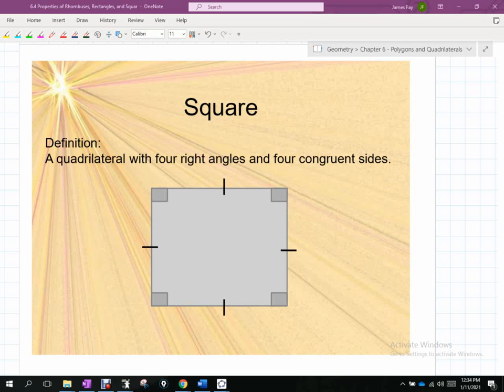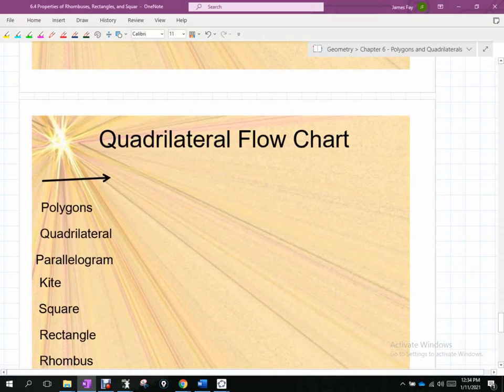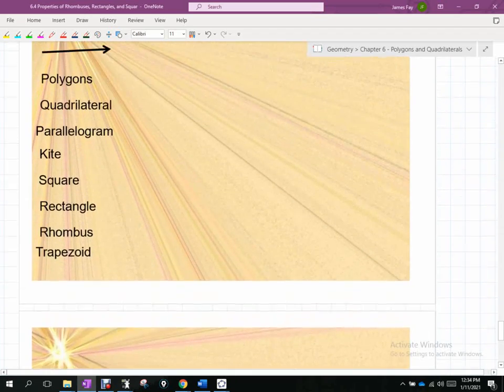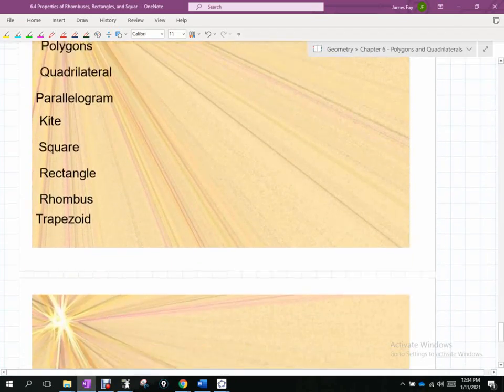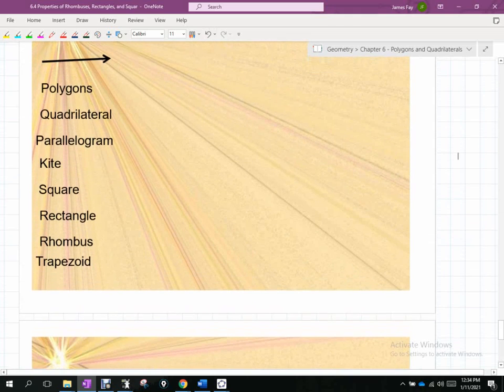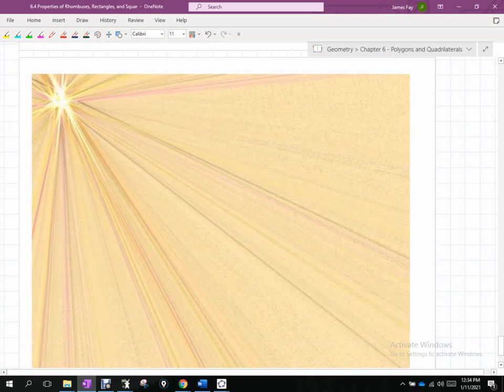So what I try to remember is, let's see here, this flow chart. And actually, I'm just going to write it in here. We're going to start with our polygons.